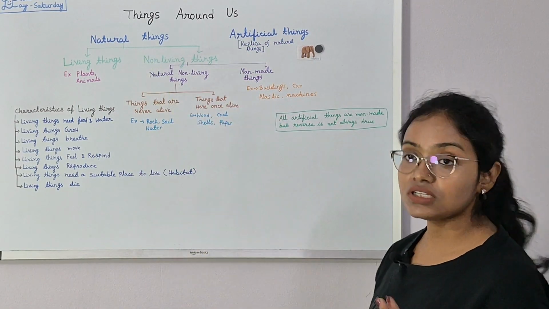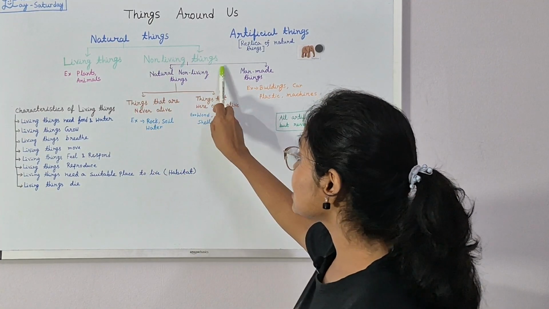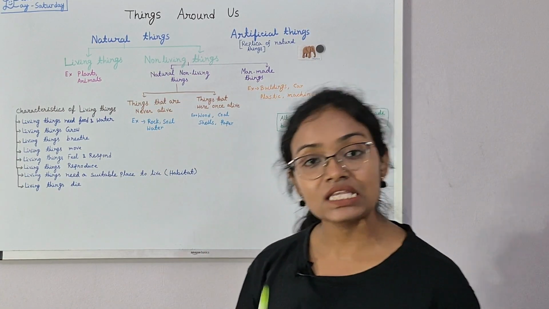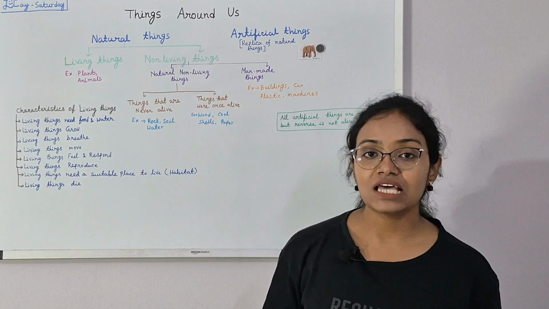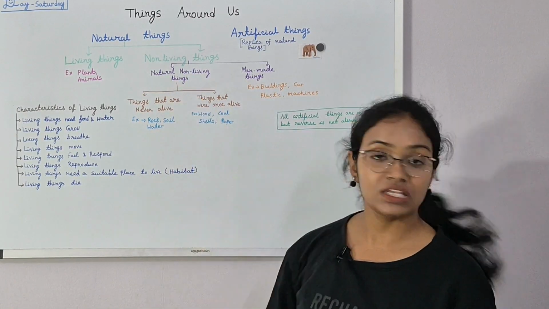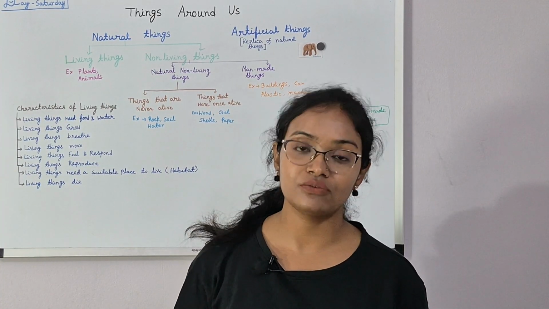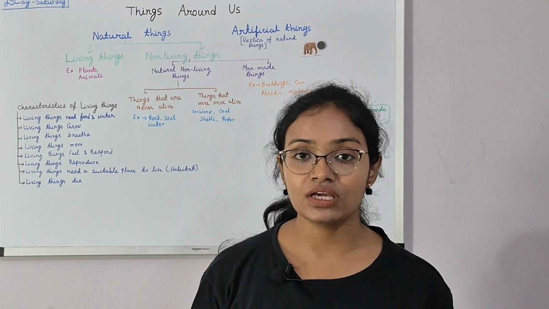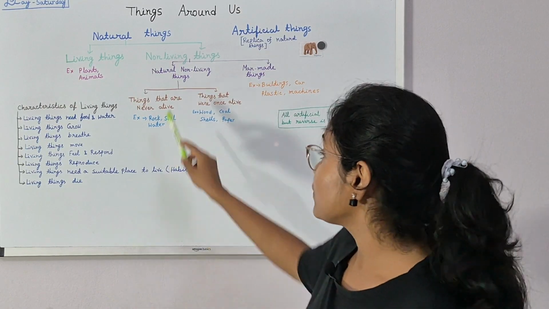Natural things are further classified into two types. First one is living things and second one is non-living things. Living things means the things which have life. Example, plants and animals. Non-living things are the things that do not have life. Examples are water, soil, rock, and so many toys, etc.